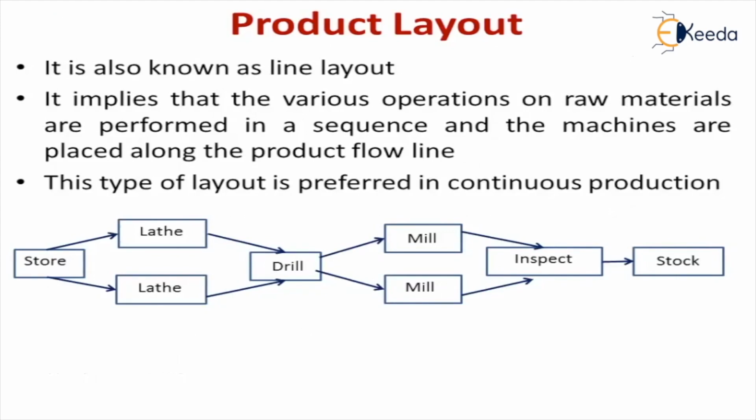Here we know what the sequence of operations is going to be. According to the sequence of operations, the machines are placed in the layout. So according to the product flow line, the layers are fixed. Again, as said, it is coming from the stores. It goes for the lathe, then drilling, then milling, then inspection, and then to the stock. So this is the entire set of operations that has to be performed from raw material to the finished product. So it's a line layout or product layout.